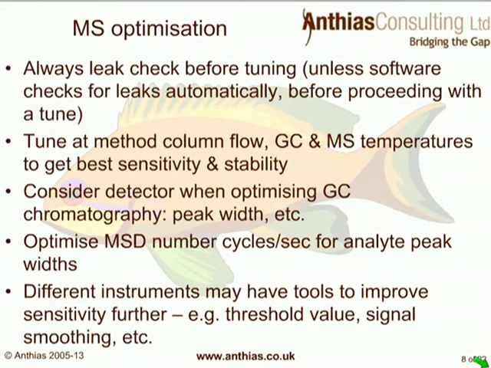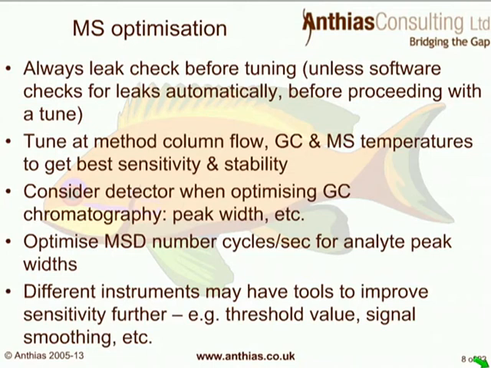When we're about to perform our tuning of a mass spectrometer, we should be setting up the flow rate and the different temperatures within the GC and the mass spectrometer, all exactly the same as what we'd be using actually within our analysis method. This means that we're tuning at the method temperatures, the method flows, to get the best sensitivity and stability of that mass spectrometer.